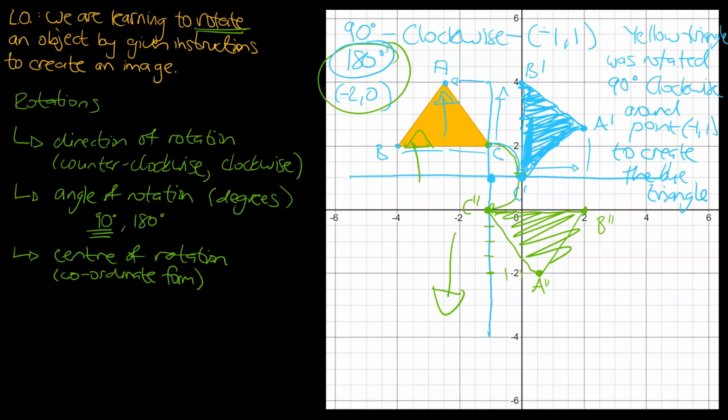And I'm just going to use a highlighting function. You'll be able to see we've got the transformation, we've got the angle of rotation, 90 degrees, we've got the direction of rotation, and we've also got the center of rotation. So it's got all of those parts that we need.